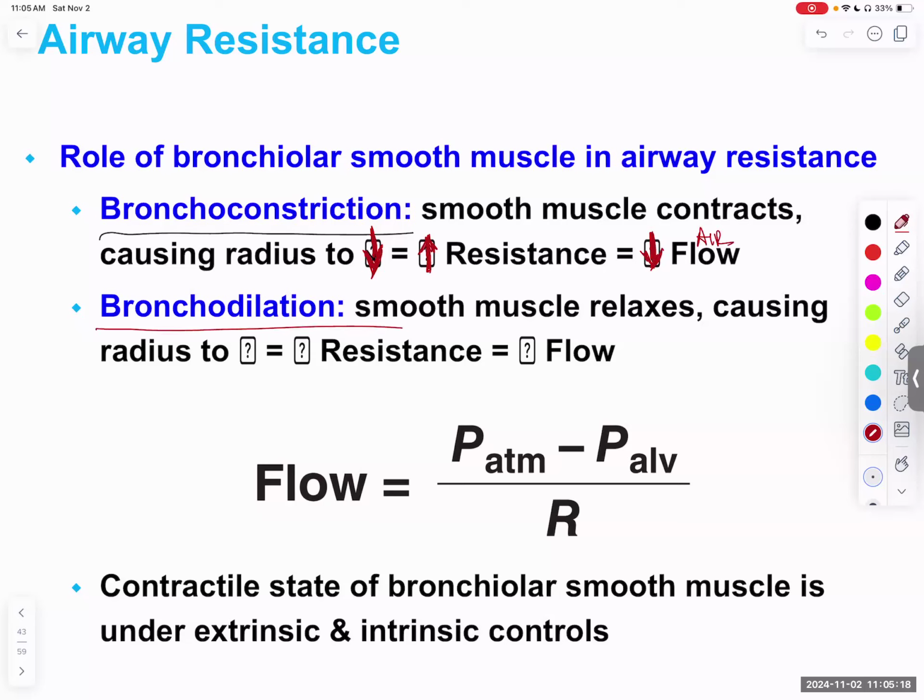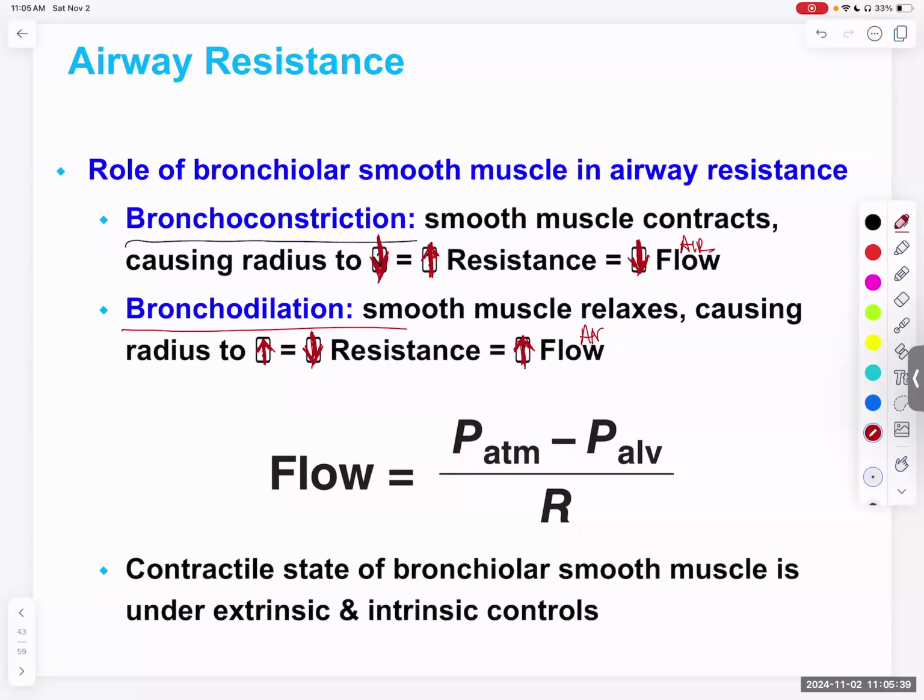If you make the diameter bigger, smooth muscle relaxes, diameter is bigger, radius is just half the diameter. You're decreasing resistance. There's going to be less resistance to airflow, so airflow goes up. Increases, decreases.